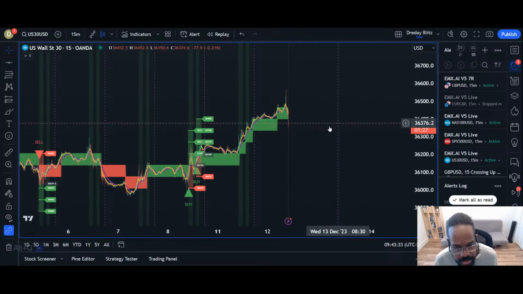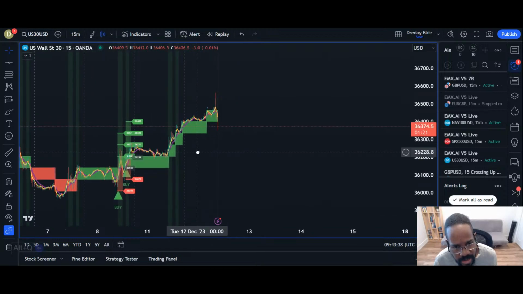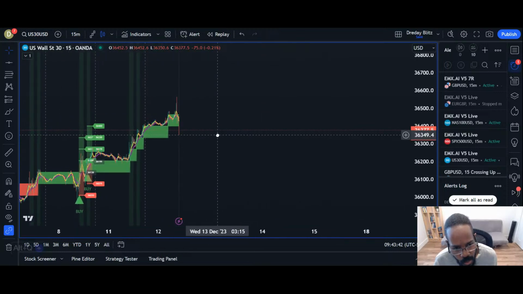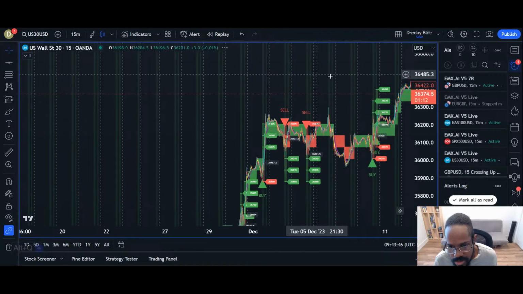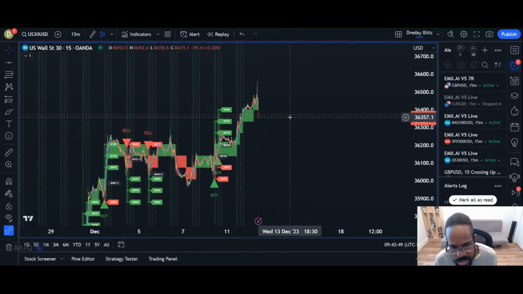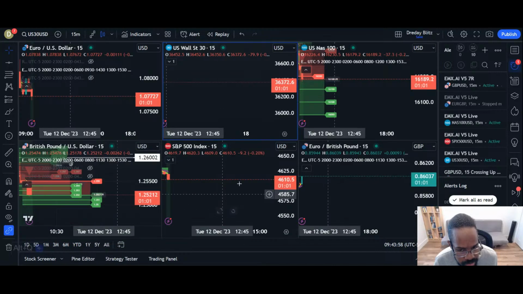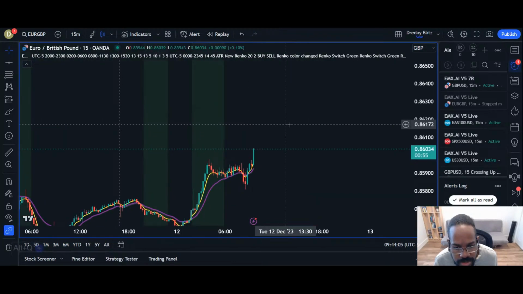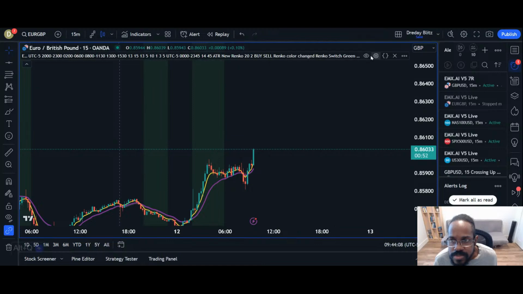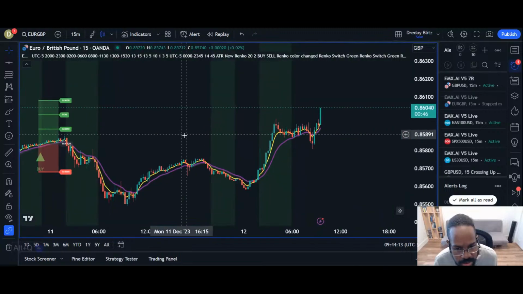Since Friday it was bullish here on US 30. So I'm expecting to have the price going down. But overall, it was bullish for a long time, so we may start to have an exhaustion here in the market. Euro GBP is still going up. No signal so far.